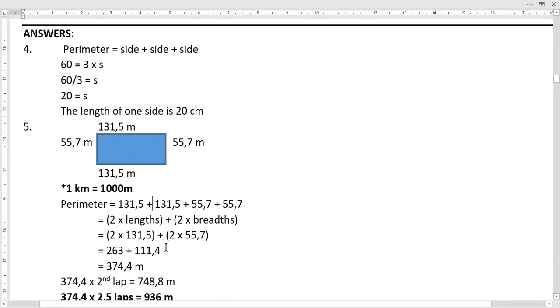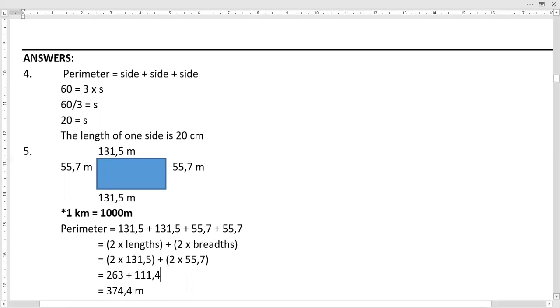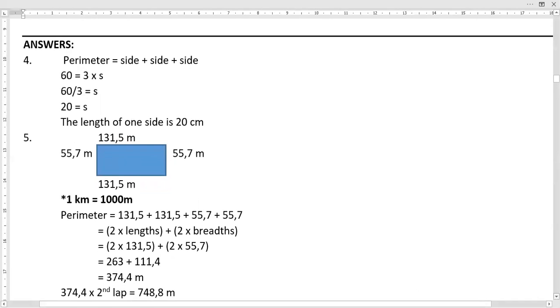So how many laps will it take? We're going to take the perimeter, we can add them, or we can go 2 times length and 2 times breadth. Same thing, you'll get the same answer. All right, so my answer is 374.4 meters. So that's 1 lap. For 1 run around, you're going to get 374. So if I take 374 and I times it by 2, what answer am I going to get? That's now 2 laps. So if I run 2 laps around, how much am I going to get? Okay, so that's going to give me 748.